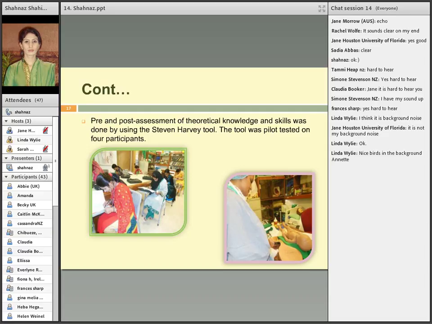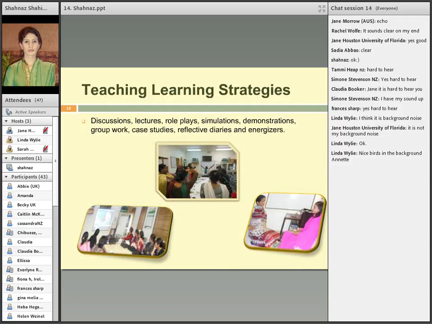Pre and post assessment of theoretical knowledge and skills was done using the Stephen Harvey tool, which was pilot tested on 4 of the participants. It was very important to do a pre-assessment so that we would know what to teach them exactly, what their gaps were. In terms of teaching and learning strategies, a variety of strategies were used, including discussions, lectures, role plays, simulations, demonstrations, group work, case studies, reflective diaries, and energizers.